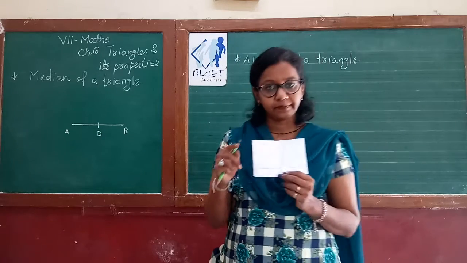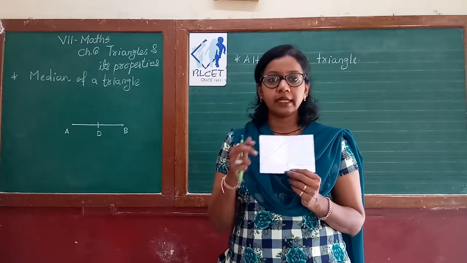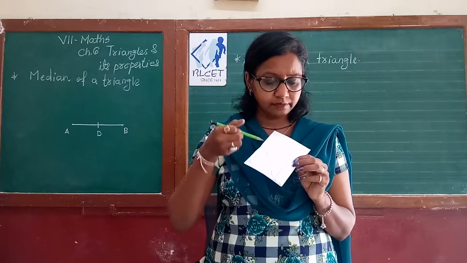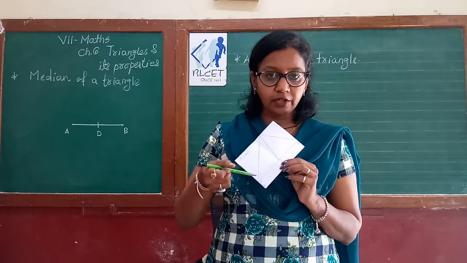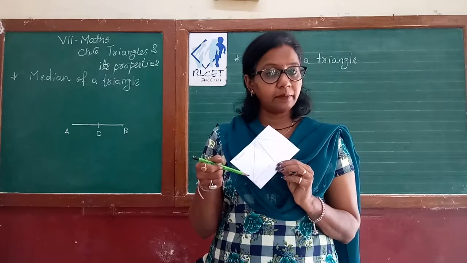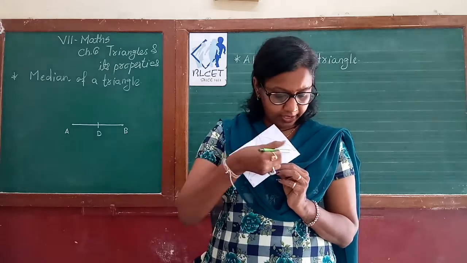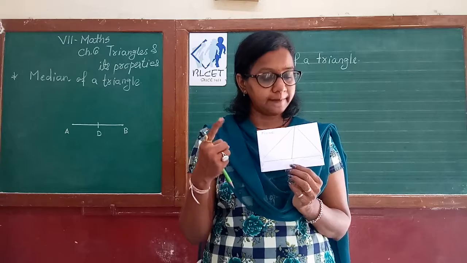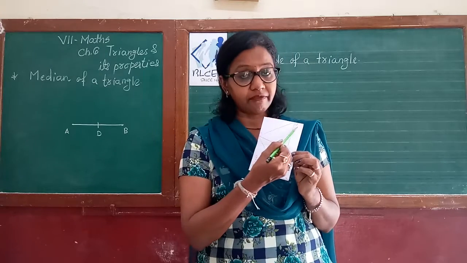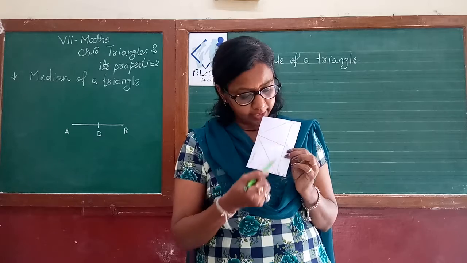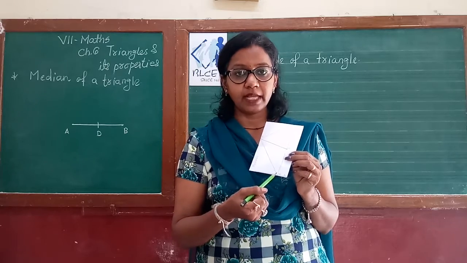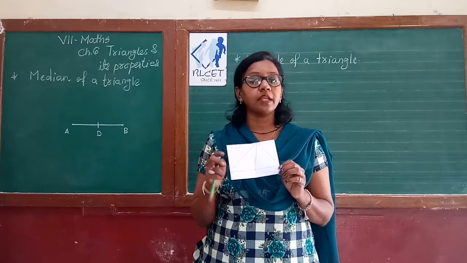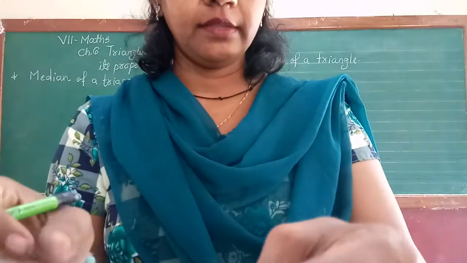Now the question is, how many medians does a triangle have? The same process we can follow for this. We can find the midpoint of AB, and that midpoint we can join with the vertex C. We will get one more median. The same process we can do with AC. We find the midpoint of AC and join that midpoint with vertex B. So we can say that a triangle has three medians. Let's see, we can do it right now.